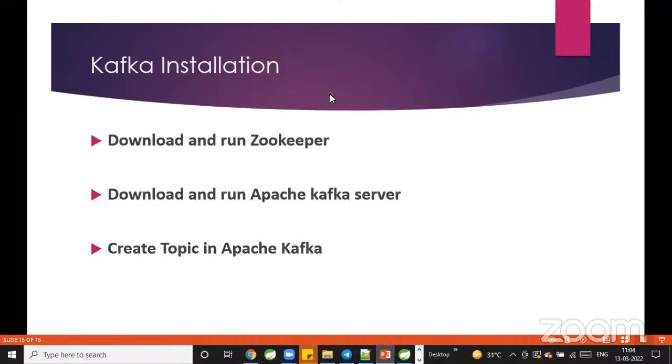If you want to work with Apache Kafka, then you need to download and run Zookeeper. What is Zookeeper? Zookeeper is going to provide the platform to run the Apache Kafka servers. Download and run Zookeeper, then download and run the Kafka server. Inside the Kafka server, we are going to create a topic. A topic is nothing but a bucket in the message queue.